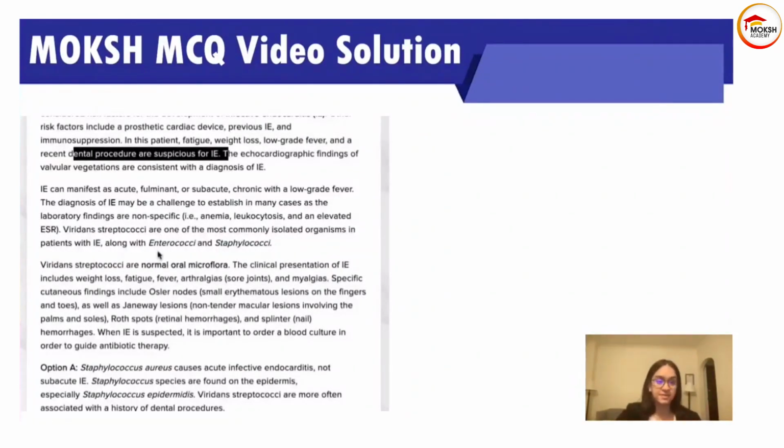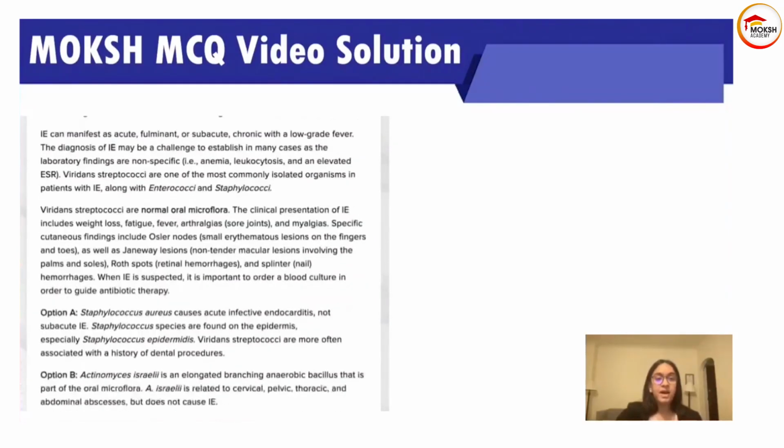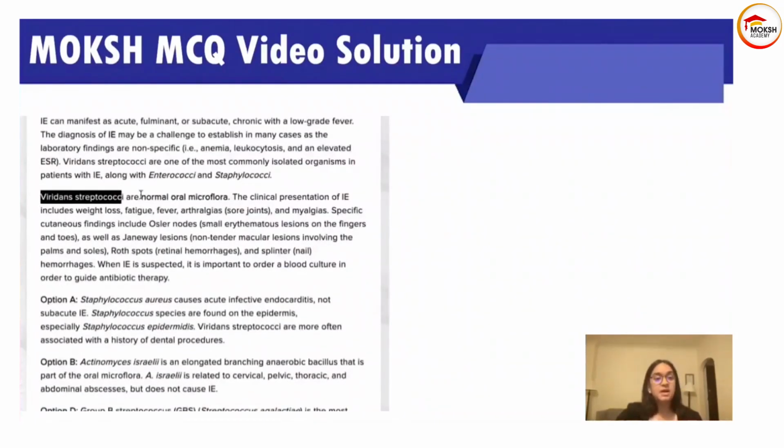Echo just confirms it. Okay, and viridans strep, these are the normal oral microflora. Clinical presentation includes the non-specific symptoms, specific cutaneous findings. We went over Osler's is painful. So an easy way to remember that Osler's is painful, just think of the O could stand for ouch. So that would help you remember painful. It's a silly thing, but it just helps you remember sometimes.